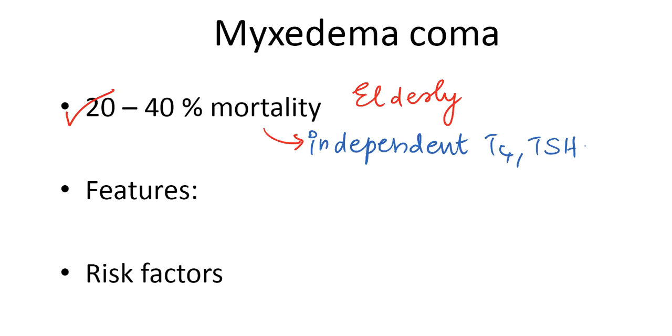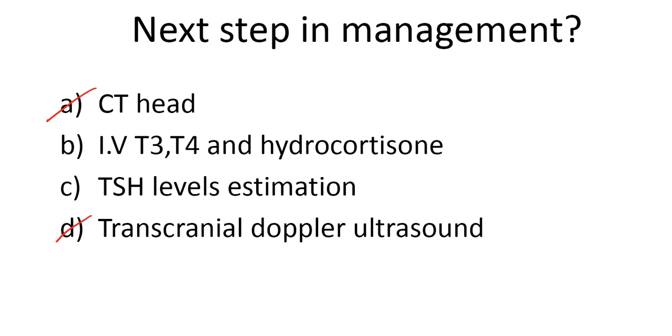So what will be the answer for this particular question? The obvious answer for this particular question is option B, which is intravenous administration of T3, T4 and hydrocortisone. I will explain that in the management part. TSH level estimation will not have any value at this time.